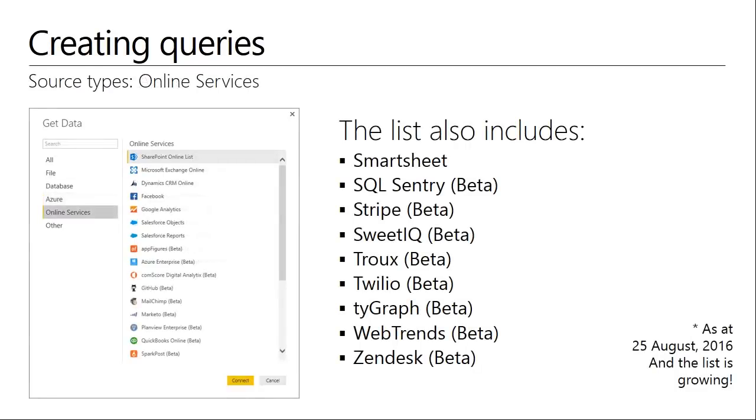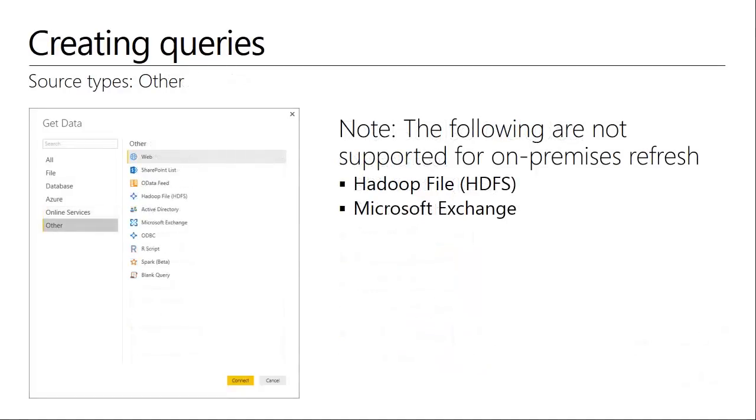And online services, this is a growing list of software as a service providers, and so we find that there are literally dozens, and these are growing week by week. Under the Other section, there are web sources: SharePoint List, OData Feeds, Hadoop File, Active Directory, Microsoft Exchange, ODBC, RScript, Spark, and a blank query for writing script logic with M.